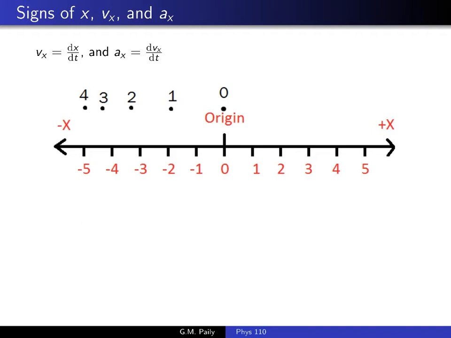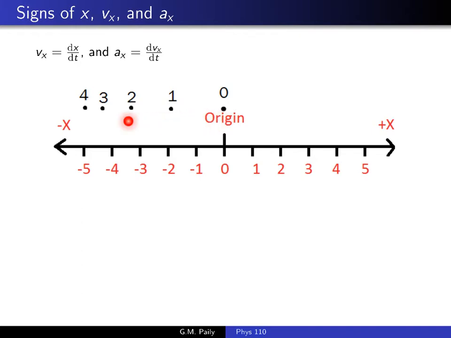What about in this case? Once again, the positions are mostly negative. What about the velocity? The velocity arrows now point to the left, that is, they point in the negative x direction. So the velocity is negative. And the acceleration?